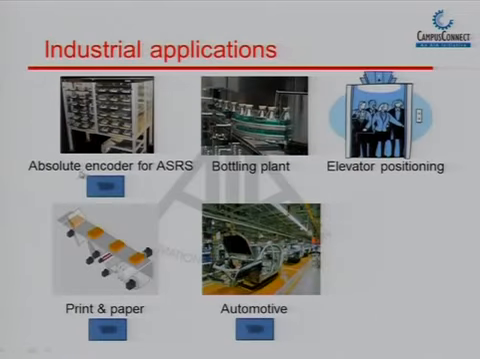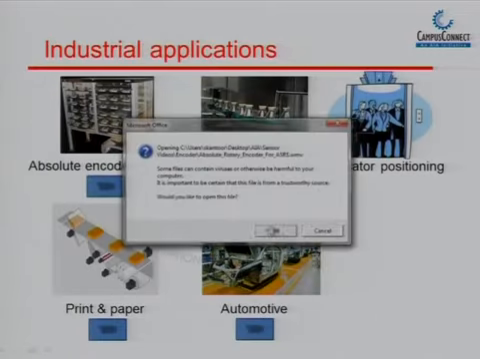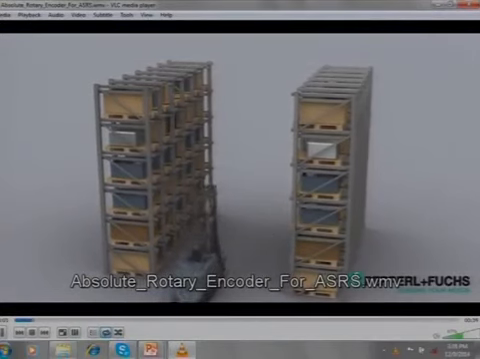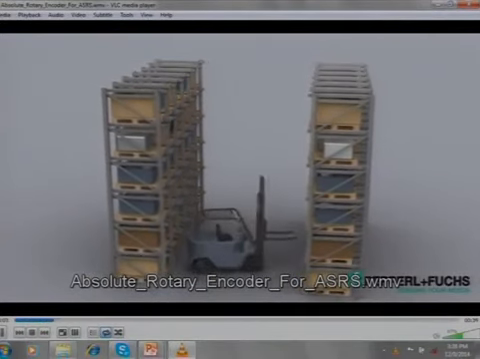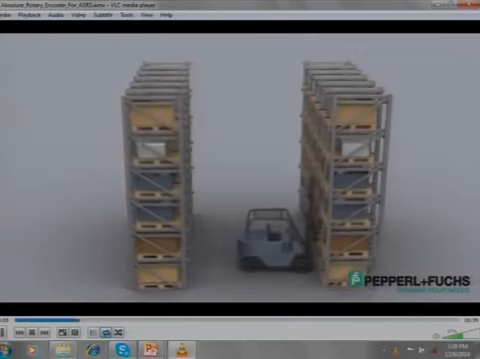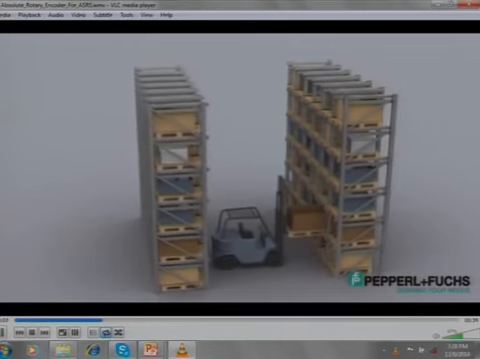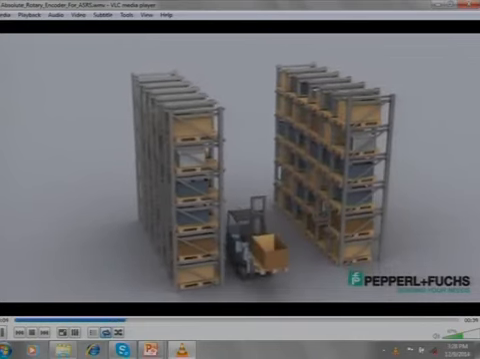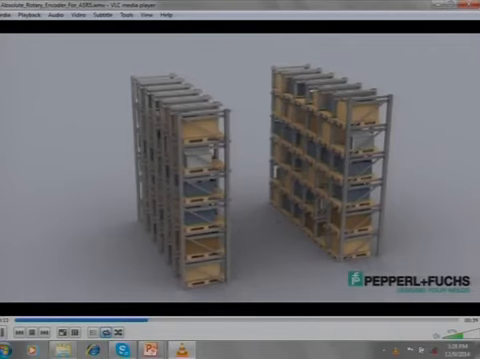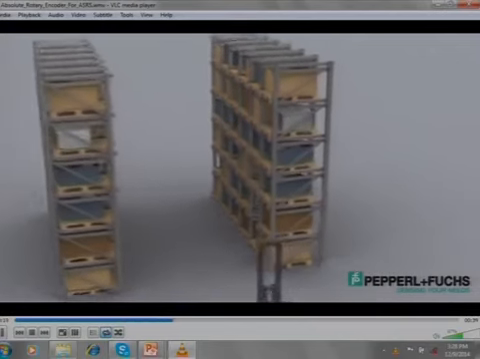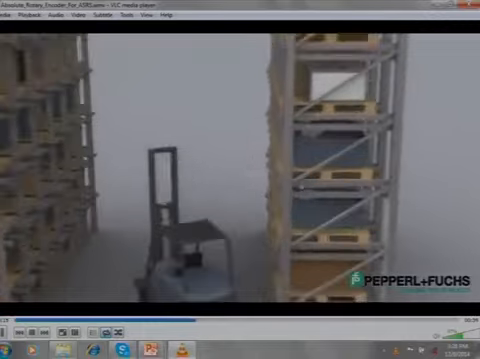I will just show you a couple of videos. This is an example of automatic storage and retrieval. These are storage racks, and we have this forklift. It has to move from one floor to the other to store the racks. So an encoder is mounted on the forklift, and as the shaft moves up and down, we get the position.